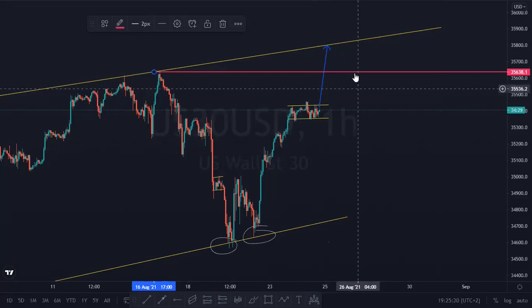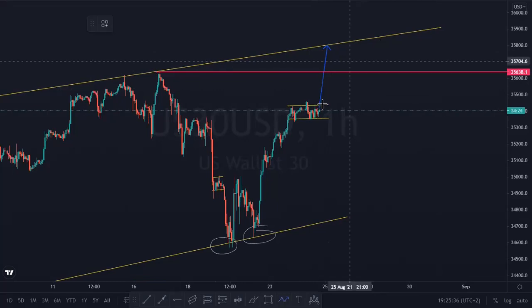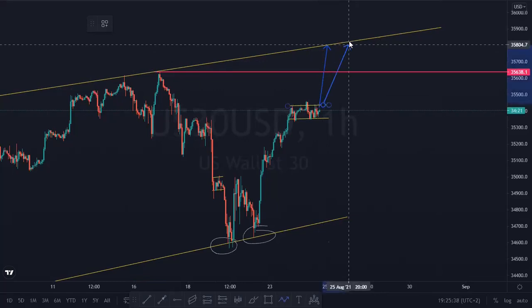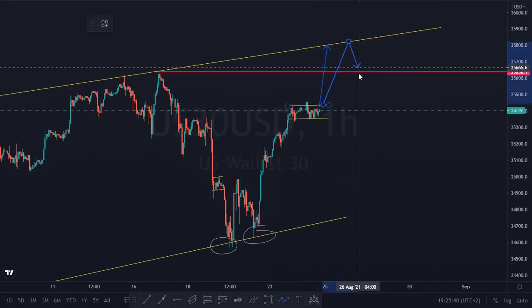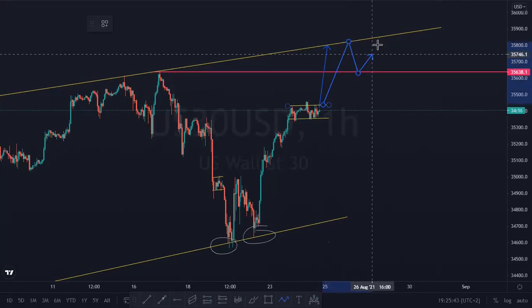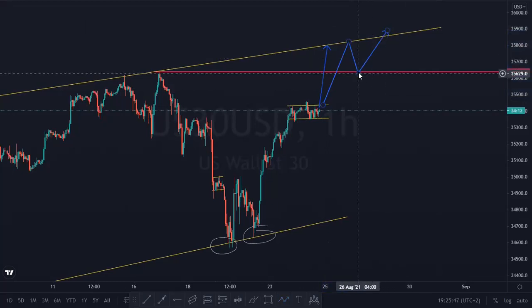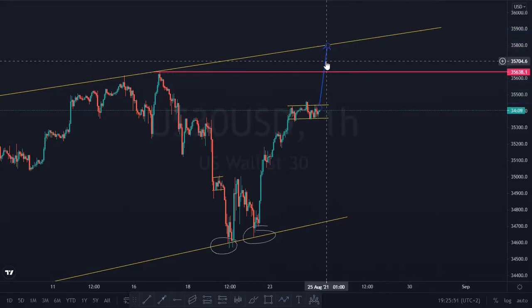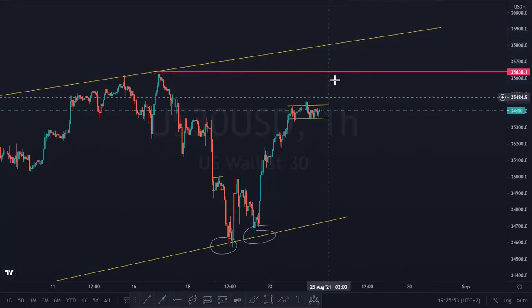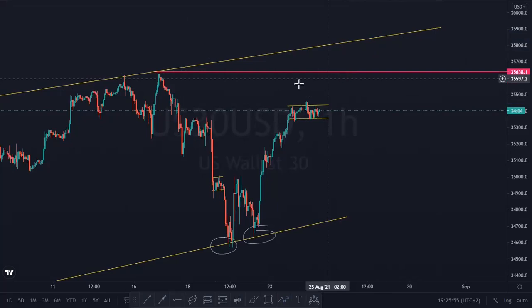If it doesn't push down, it's still fine, because what the market can do when it gets there is just push from here, come and retest here, the old highs, and just push up straight. That is possible. Anything is possible with the market. But what is more interesting for me is how the market is going to approach this line, these new highs.